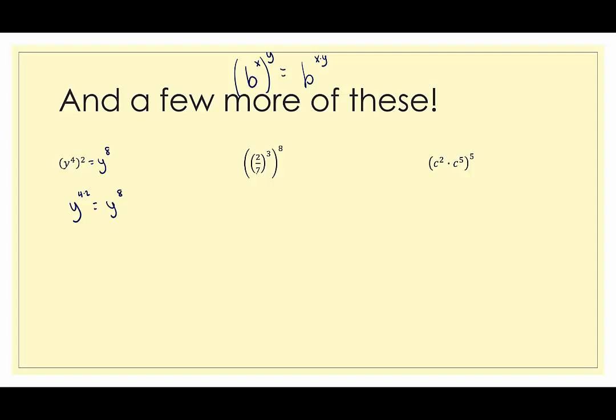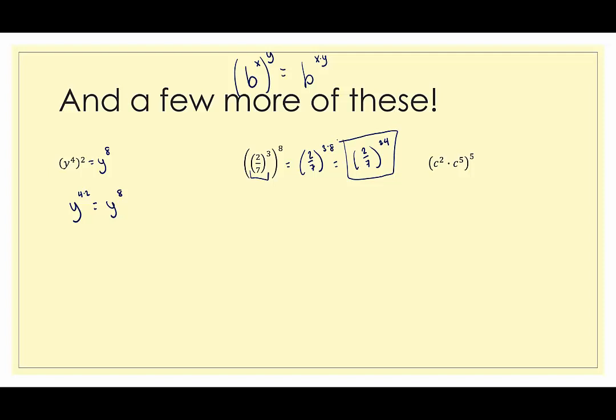In the middle, we have 2 sevenths cubed to the 8th. So this is going to be 2 sevenths to the 3 times 8. That's going to be 2 sevenths to the 24th. I'm keeping the 2 sevenths in parentheses just so it's very clear that it's not 2 to the 24th over 7. So I'm just trying to really make it clear what exactly is being raised to the 24th. Technically, we don't need the parentheses, but it's nice to see.